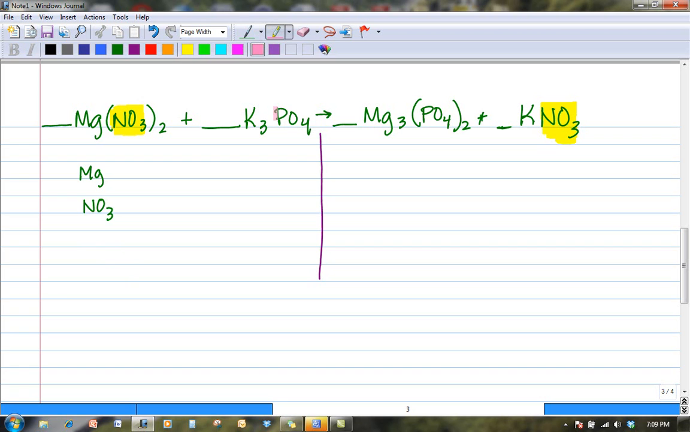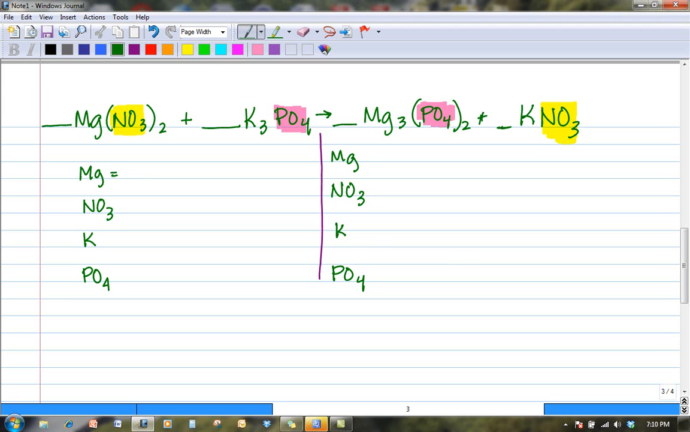I also have PO4 on each side. So I'm not going to separate the phosphorus from the oxygens. No, I'm going to treat that as a single element and keep it together. So I also have potassium, and then of course I have my PO4. On the other side of my arrow, I have the very same elements. And now I have to go through and count them.